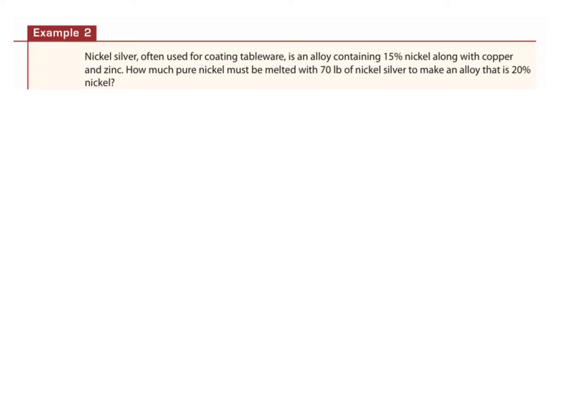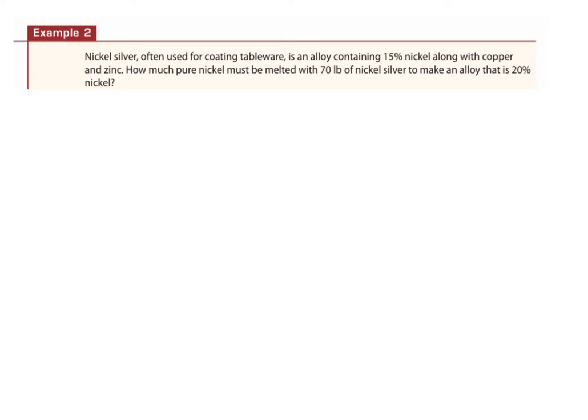So very, very similar to the price, but they're going to replace price with percentage. Nickel silver, often used for coating tableware, is an alloy containing 15% nickel, along with copper and zinc. How much pure nickel must be melted with 70 pounds of nickel silver to make an alloy that is 20% nickel? Okay? So in this case, they have given us some percentage situations here. And they're saying, okay, I have this combination, an alloy is a combination of different metals, and I want to mix it with something else that has a different percentage and come up with a new one.